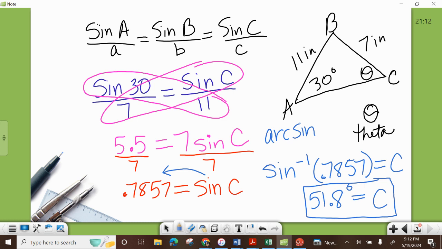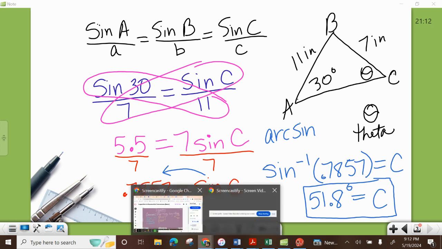So that tells you about the law of sines. I'm going to go ahead and talk about law of cosines in a different video, but hopefully this helps you out with the law of sines and helps you understand it better and when to use it.